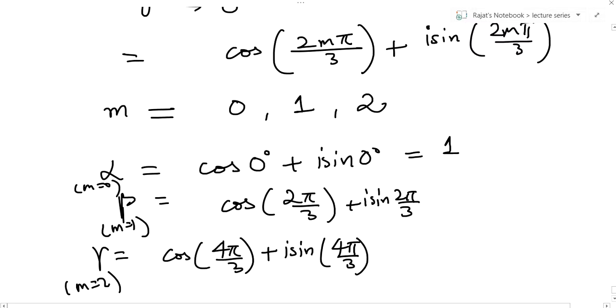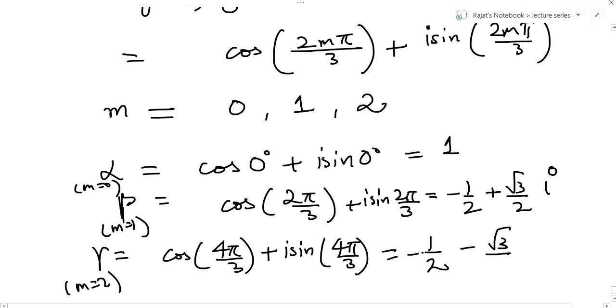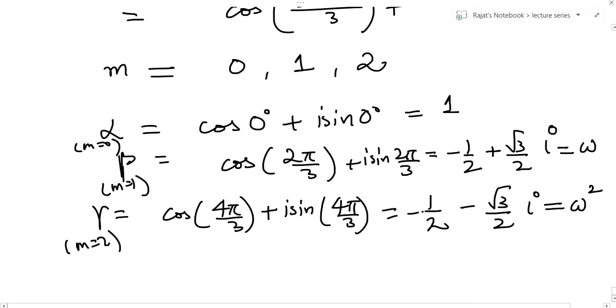The first is nothing but 1. Cos of 120 is nothing but minus half, and sine of 120 is nothing but root 3 by 2 iota. Cos of 4 pi by 3 is nothing but minus half once again. This is going to be in the third quadrant, cos of 240 degree. And sine of 4 pi by 3 is negative root 3 by 2 iota. And voila, once again we are getting the same thing. Let us assume this as omega, and this will be omega square. So using de Moivre's theorem, we have been able to solve for the cube roots of unity.